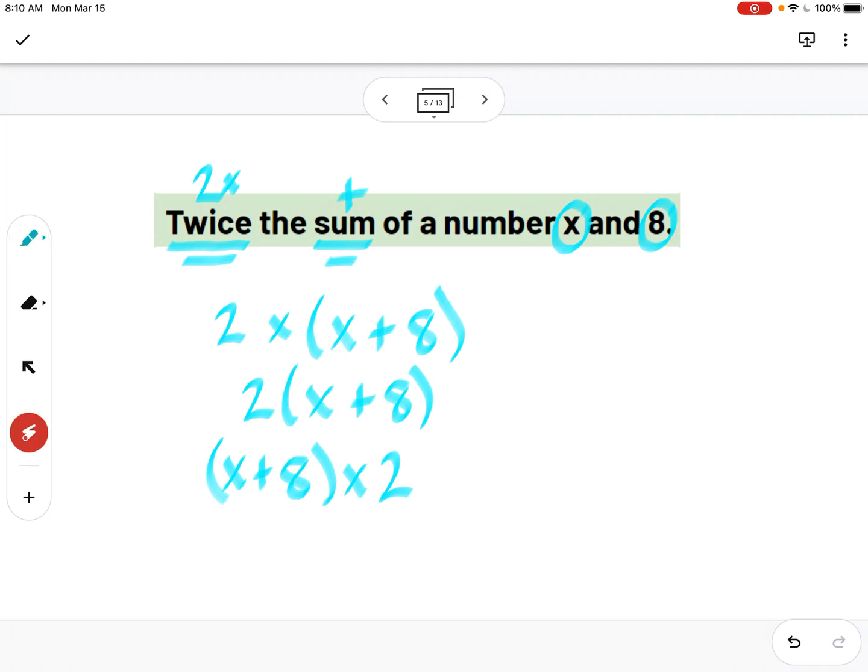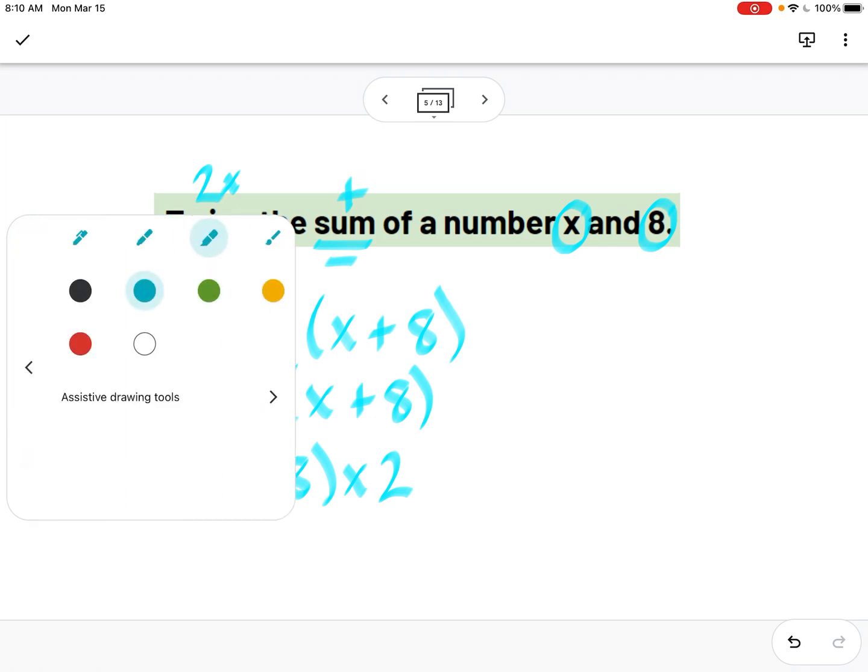So in this case, if the parentheses weren't here or even here, that would tell us to multiply 2 times x first, which we are going to have to multiply 2 times x when we distribute, but we'll also have to multiply the 2 times the 8. So that's why it's important that it has to be in parentheses, okay? So these are all options for an expression. So either one of those will work, and then let's plug in a variable for x.